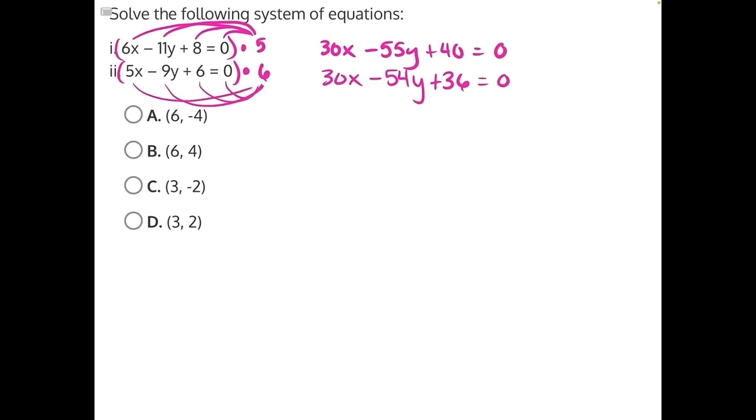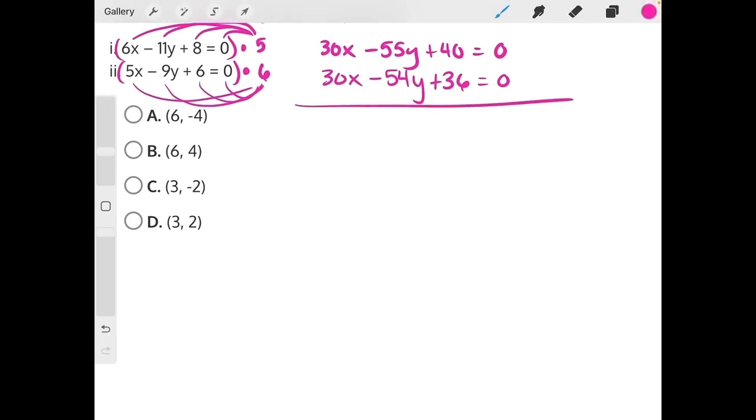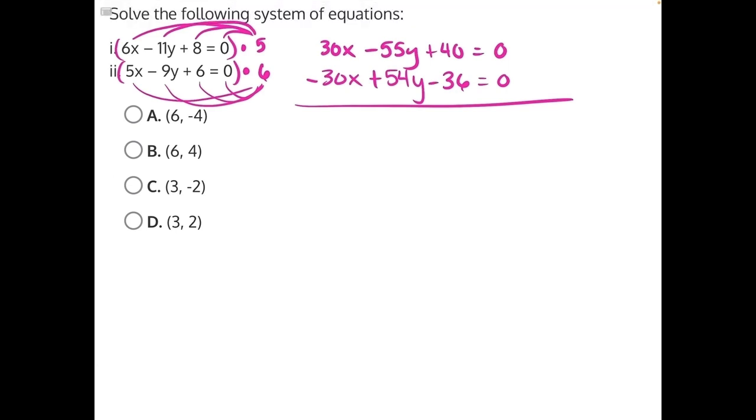Now, we just need to get the signs to be opposite. So I'm going to go through and change all of my signs as if I'm multiplying everything by negative 1. We'll have a negative 30x, positive 54y, a negative 36, and then 0 doesn't really have a sign, so we can leave that as it is. Now it's time to combine. These are going to cancel or eliminate each other.